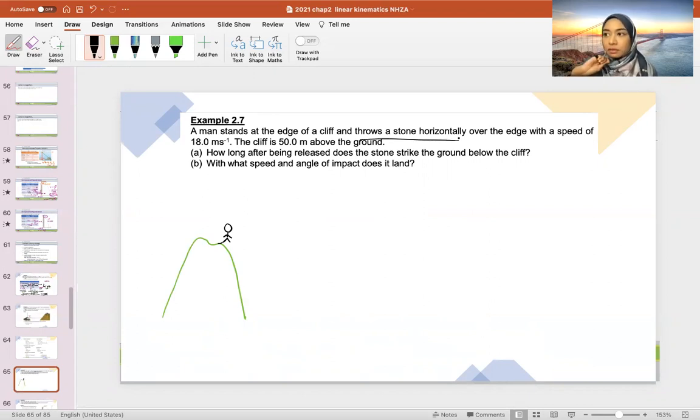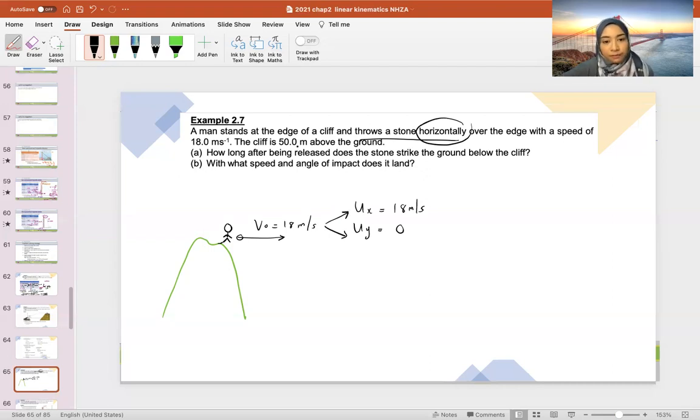Dia baling. Horizontally. Maksud kat sini dia baling sebiji batu, with a velocity of ux sahaja. Okay, kita tak patut cakap ux lagi at this point. We just say it is v0 with a speed of 18 meter per second. But the keyword horizontally means here that ux is 18 meter per second, uy is equal to 0. This is what it means.